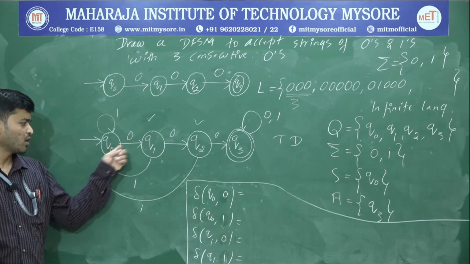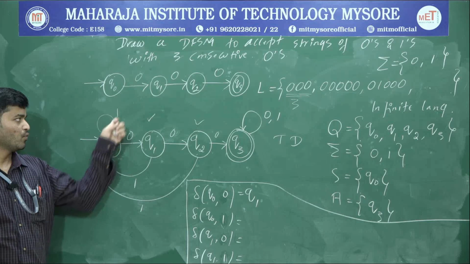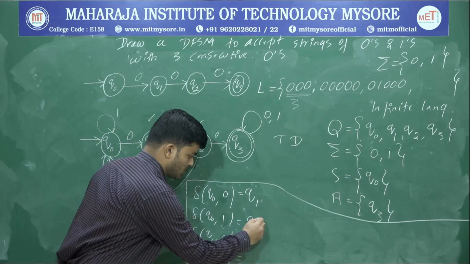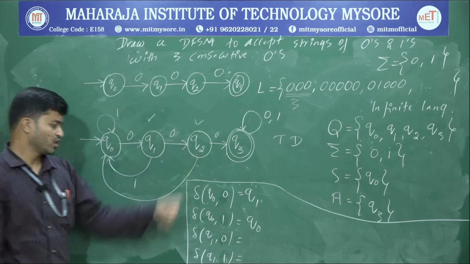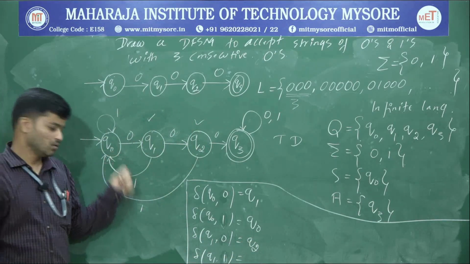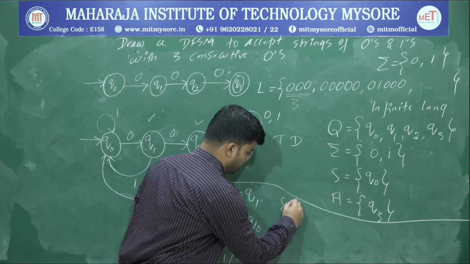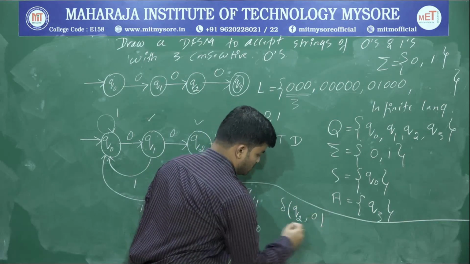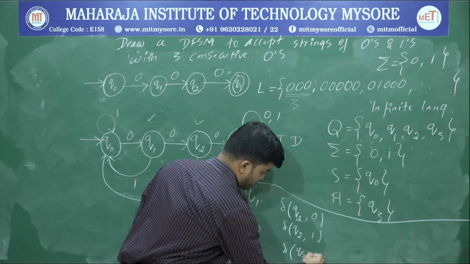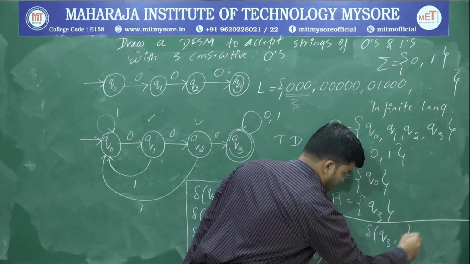So delta of Q0 upon 0 is Q1. Delta of Q0 upon 1 is again Q0. Delta of Q1 upon 0 is Q2. Delta of Q1 upon 1 is Q0. Okay. So next you write delta of Q2 comma 0 and delta of Q2 comma 1, delta of Q3 comma 0 and delta of Q3 comma 1.